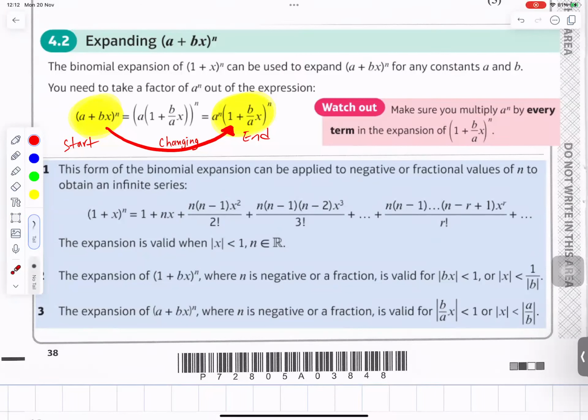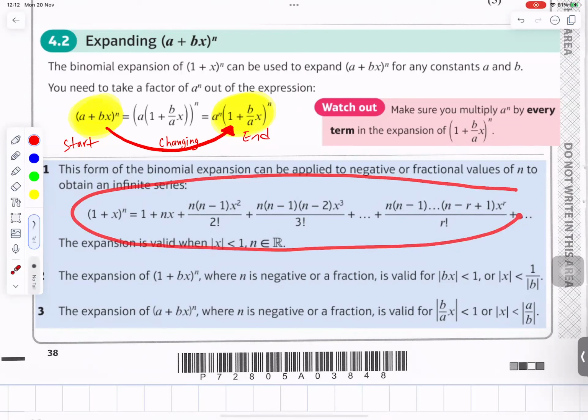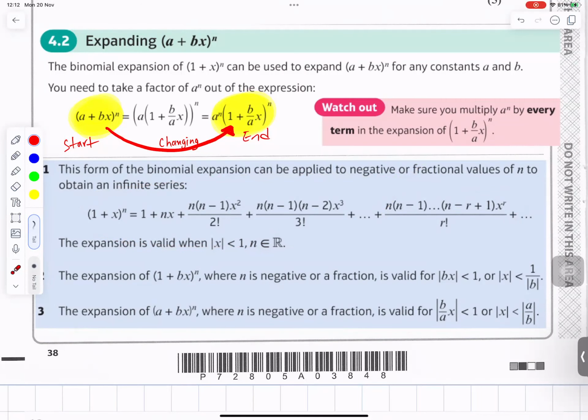When you change it to that form, you can use this formula I'm circling there in red, and it's given in the formula book. But you have to remember how to change it before you get this formula and use it. So that's what we're going to do.